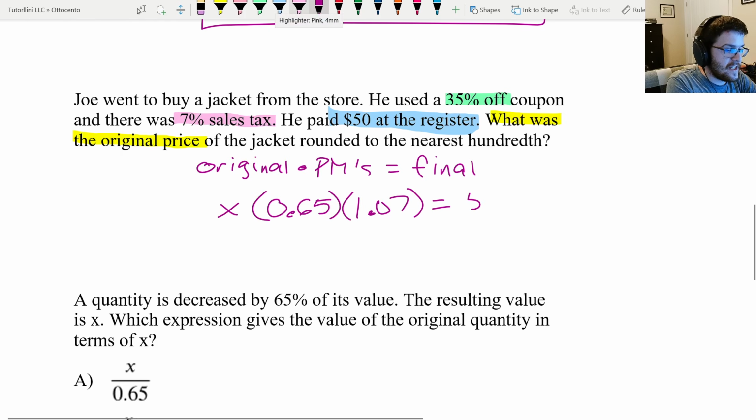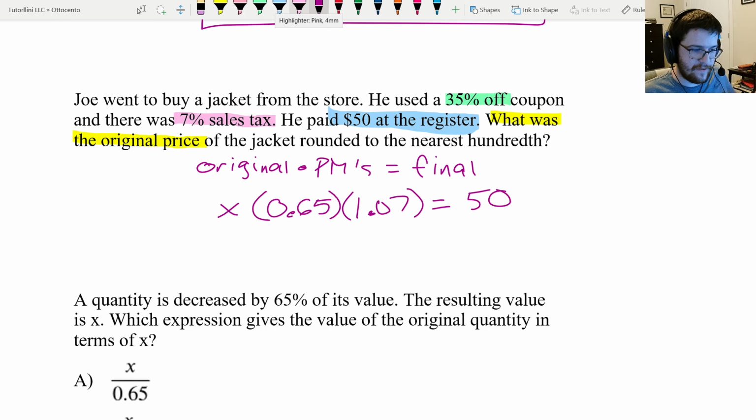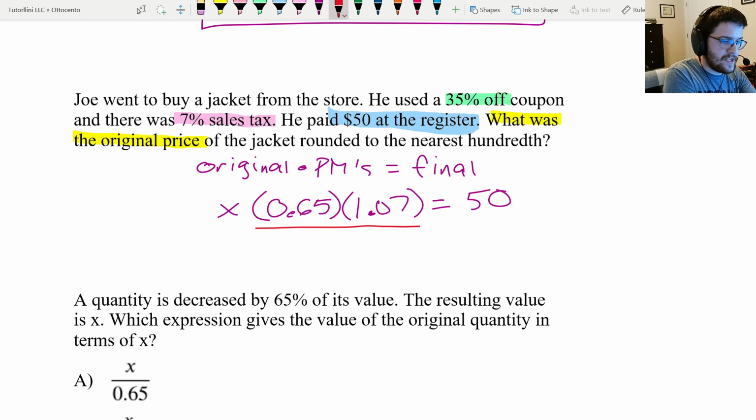So see how tricky that is? Many people would have put the 50 as the original price, but it's not. The 50 is the final price, and we want to find the original. So now you've got to put your algebra cap on. All right, well, we want to get x by itself. Those are being multiplied. Opposite of multiplication is division. So we're going to divide both of these over.